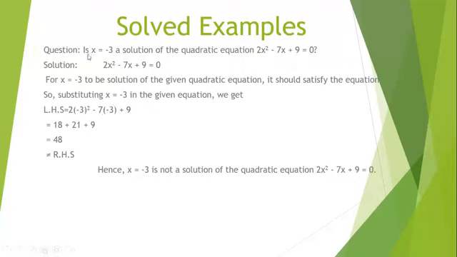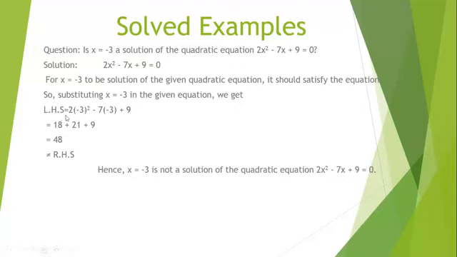This is the first example. It is asked, is x equal to minus 3 a solution of the quadratic equation 2x square minus 7x plus 9 equal to 0? Here one value of x is already given and they are asking whether it is a root of the given equation or not. To check whether it is the root of given equation or not, the value given of x you put in the given equation. If it comes equal to 0, then this is the solution of the equation. If it is not coming equal to 0, then we will write it is not the solution of the equation.